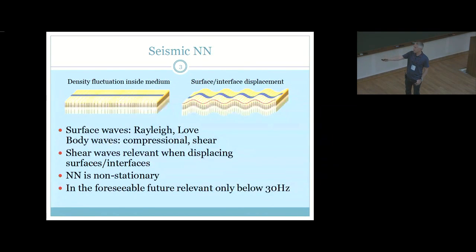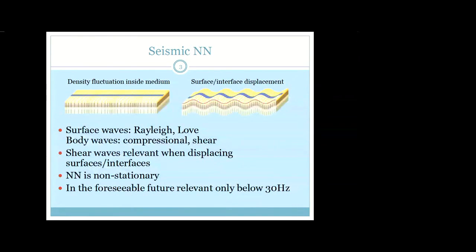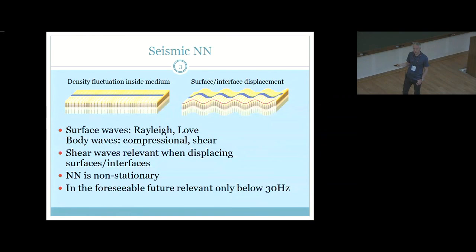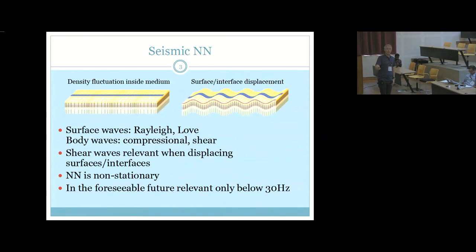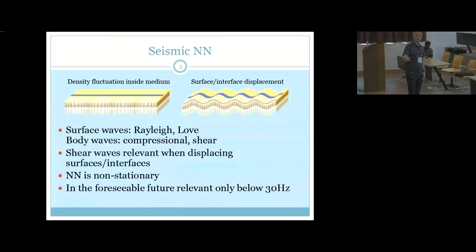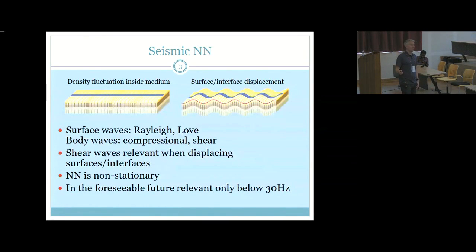In reality, if you think about future detectors, you may have to worry about a couple of wave types. We have surface waves, which are Rayleigh and Love waves, or body waves, which are compressional or shear waves. And all of these matter. Not all of them can change the density in the medium, but all of them can produce surface displacement. That means all of these can lead to gravity perturbations. As I said, Newtonian noise is non-stationary, which makes it especially difficult to deal with. And it is a low-frequency problem, relevant only below, even in the far future, 30 hertz, say.